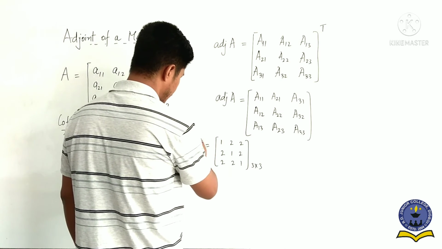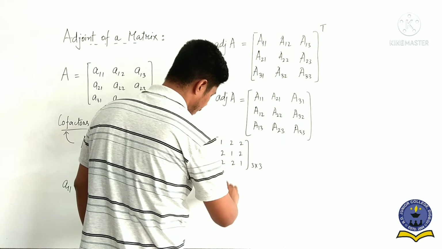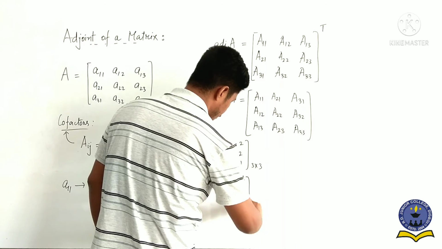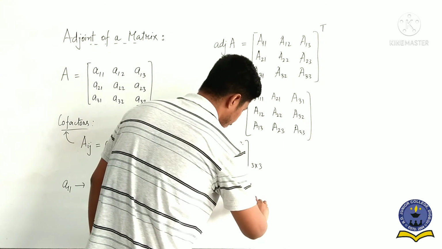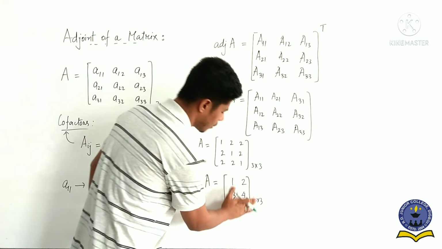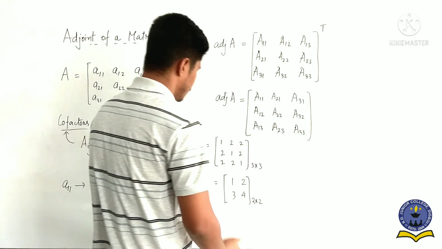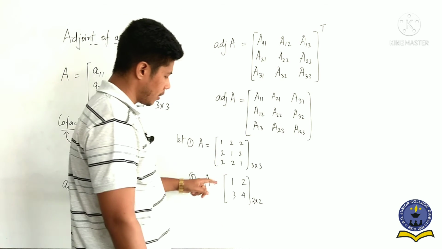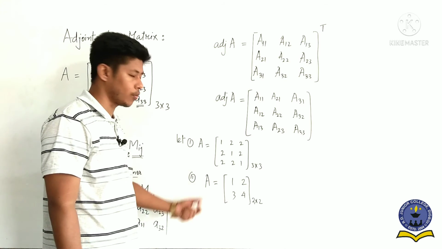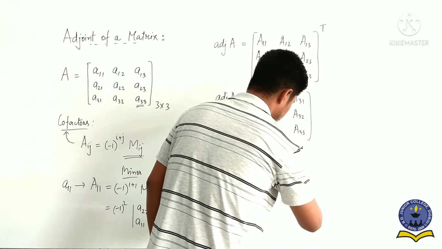So let's take another example. Suppose A equals 1 2 3 4 is the matrix, and we have to find the adjoint. This one is 2 by 2. In this case, there is a shortcut trick to find the adjoint of a 2 by 2 matrix. All of you know this one. So how can we find it?